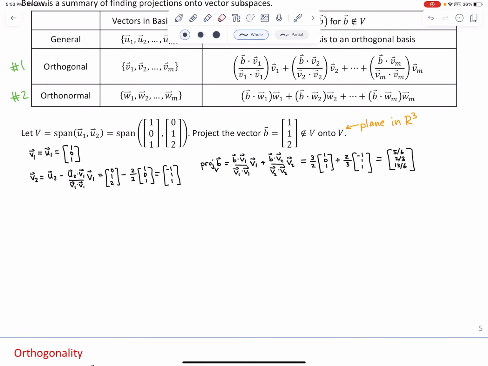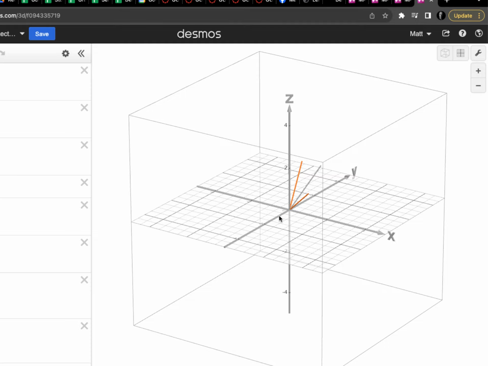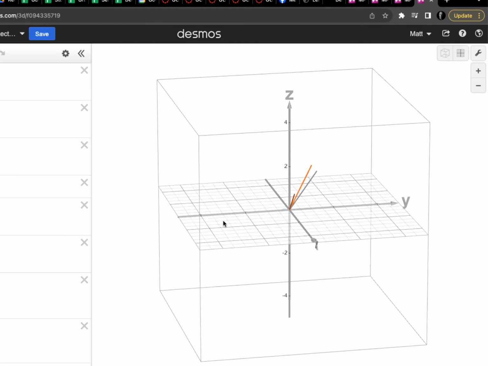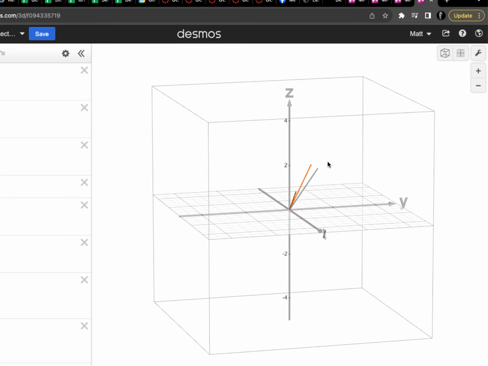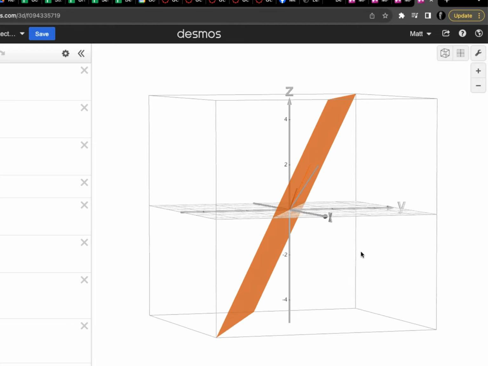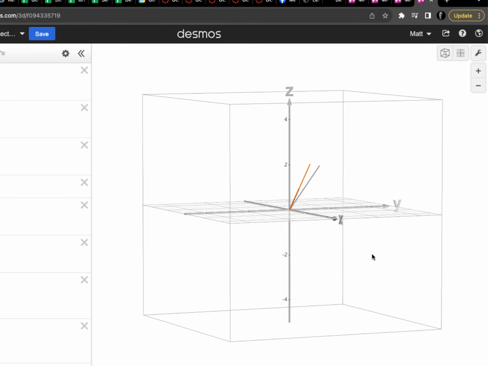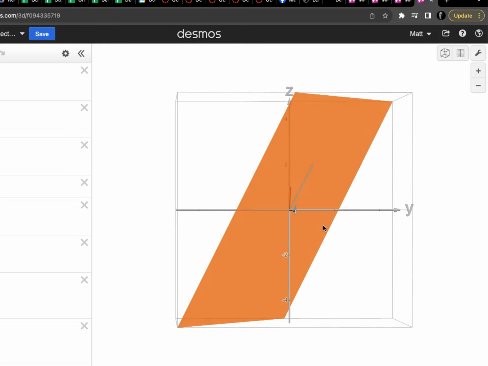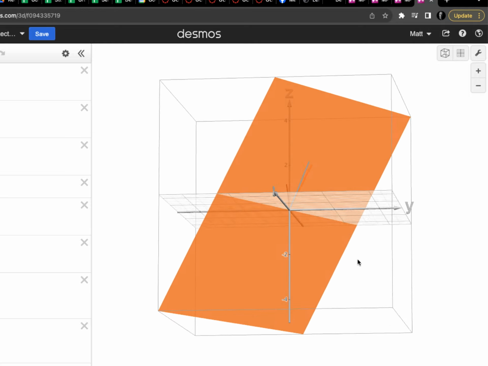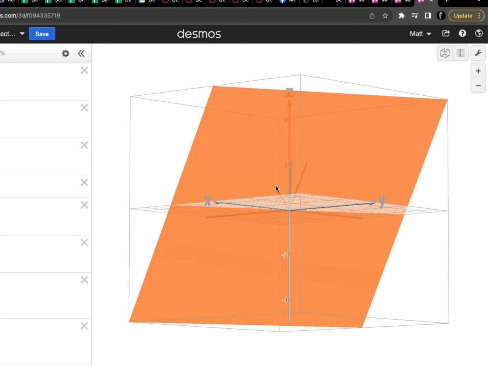Let's see this with technology. So the two orange vectors are the two basis vectors for our vector space. And then this gray vector here is the vector b that we're going to project onto that vector space. This plane here is the span of the two orange vectors. To find the projection of the gray vector onto the plane, we need to first find an orthogonal basis. And currently the two orange vectors are not orthogonal to each other.